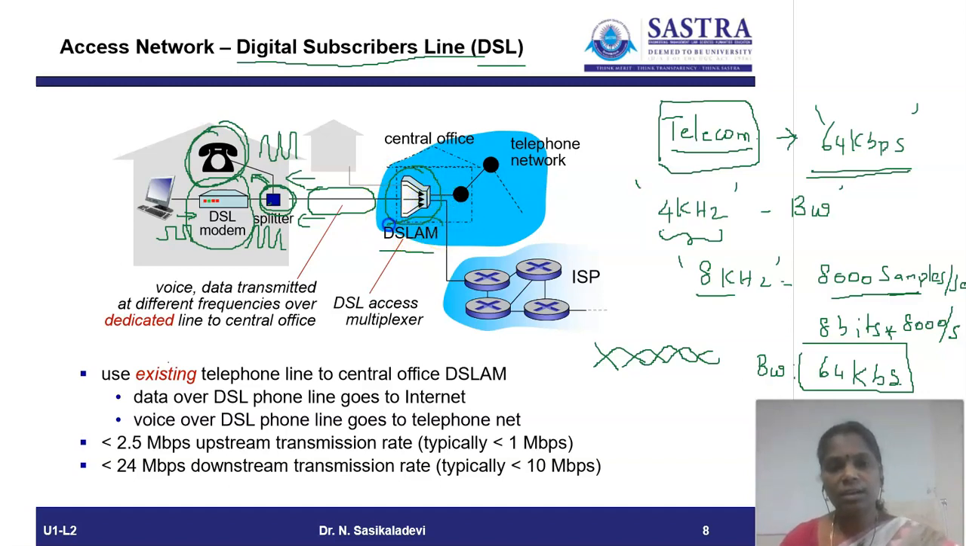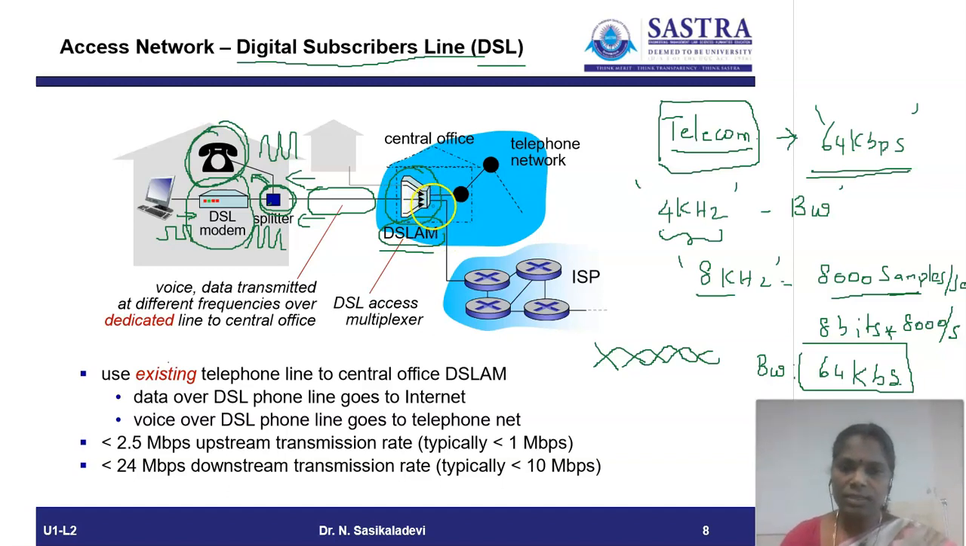So the DSLAM is a multiplexer. It multiplexes more than one communication onto a single outlink channel. We will discuss multiplexing techniques later, but we have three different types of multiplexing: frequency division multiplexing, time division multiplexing, and statistical time division multiplexing. But the DSLAM is compatible with frequency division multiplexing.